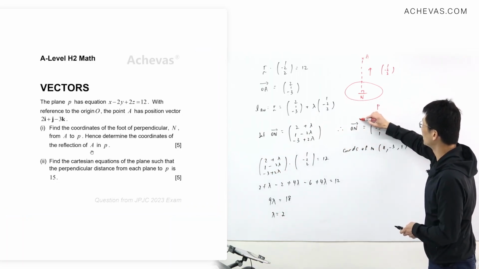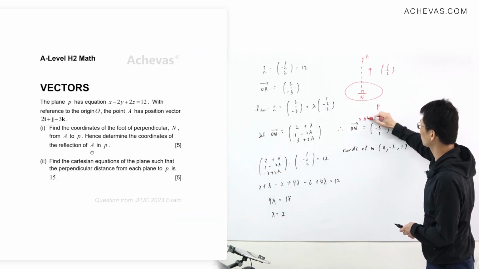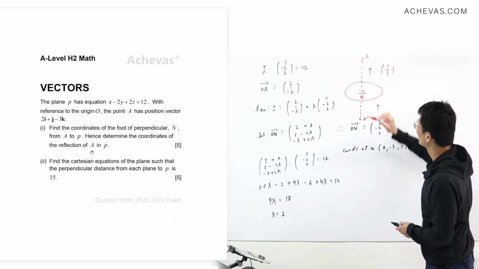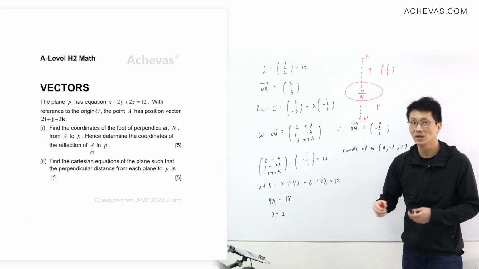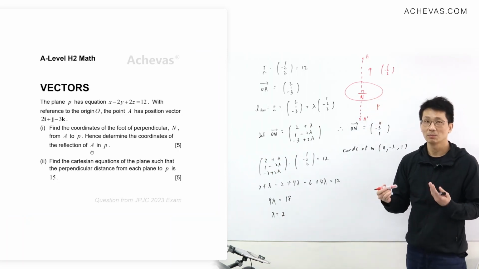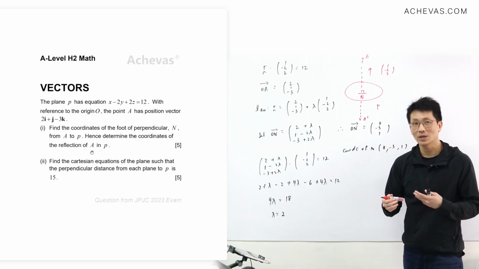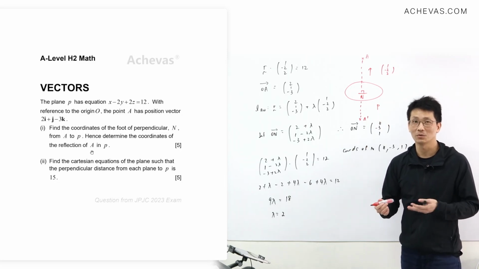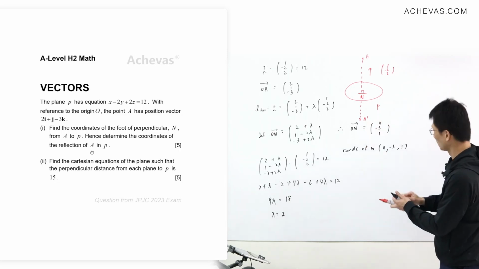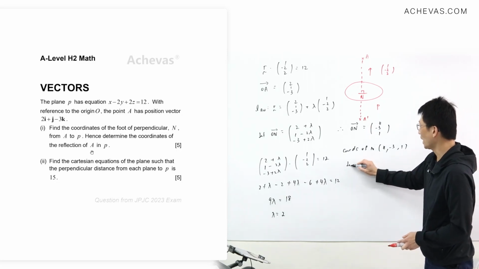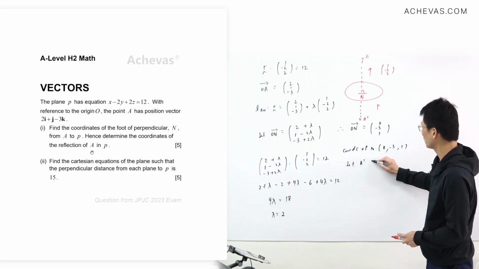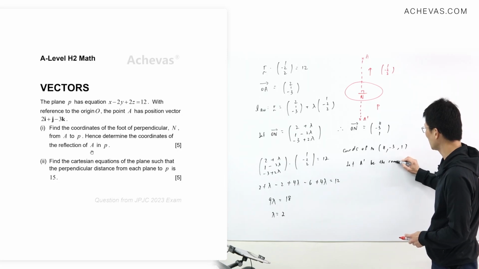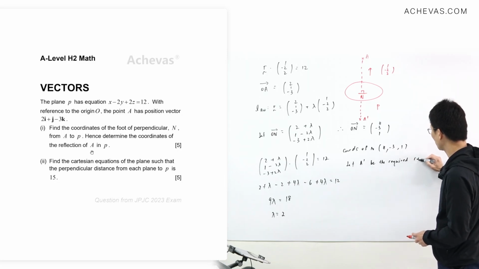The point that we want to find, we just call it A prime. From the diagram, we can see that N is actually the midpoint between A and A prime. So we can make use of the ratio theorem to find this particular point. First step, we can just let A prime be the required reflected point.